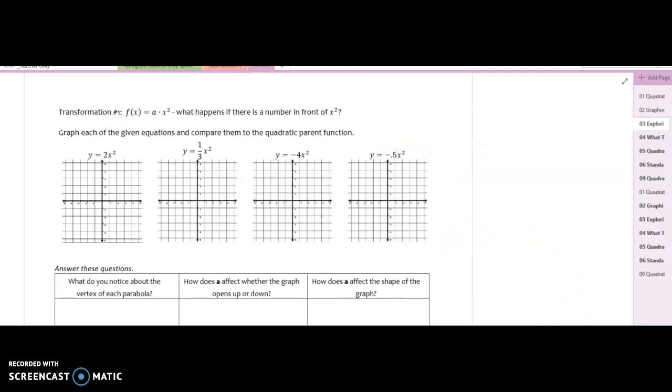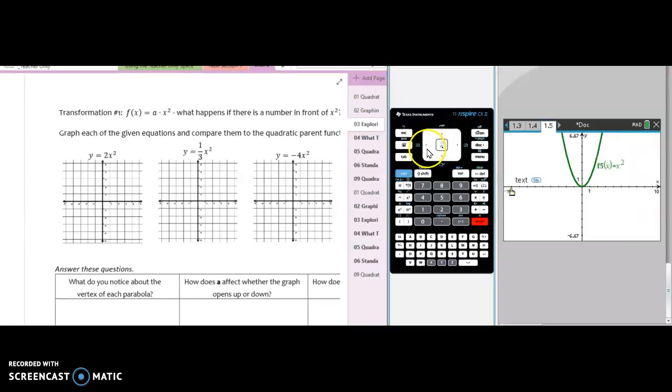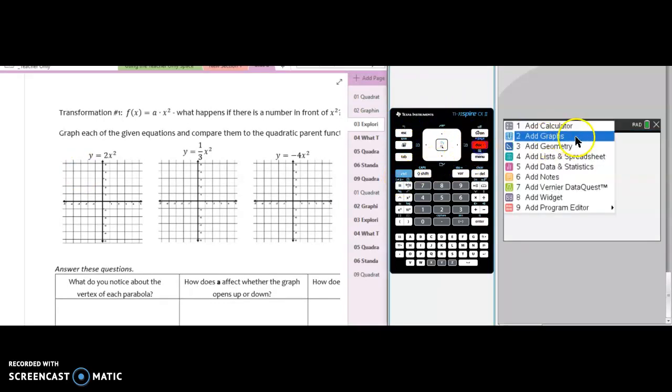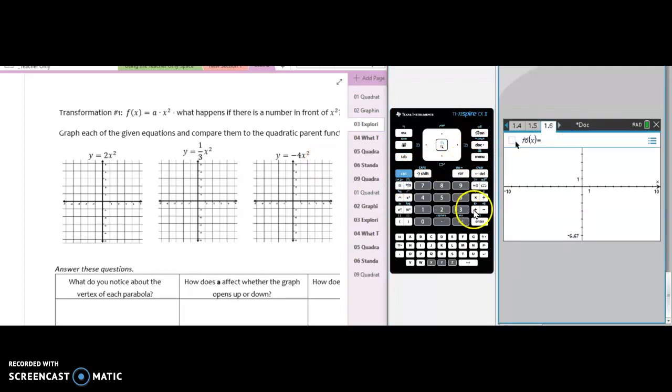All right, so I'm going to pull my graph page up here just a second. I had to pause that. What I want to do is graph these. Let me get another graph page, and I want to graph 2x squared. Graph that, and this is what it looks like. Oh, well, it doesn't look like that, does it? All right, graph that one.